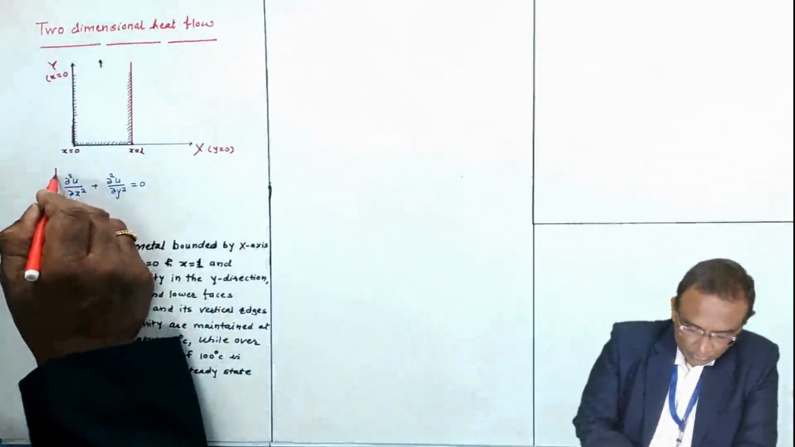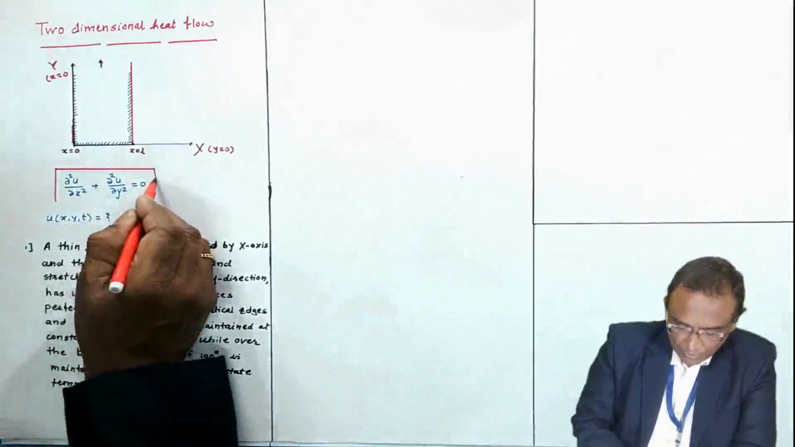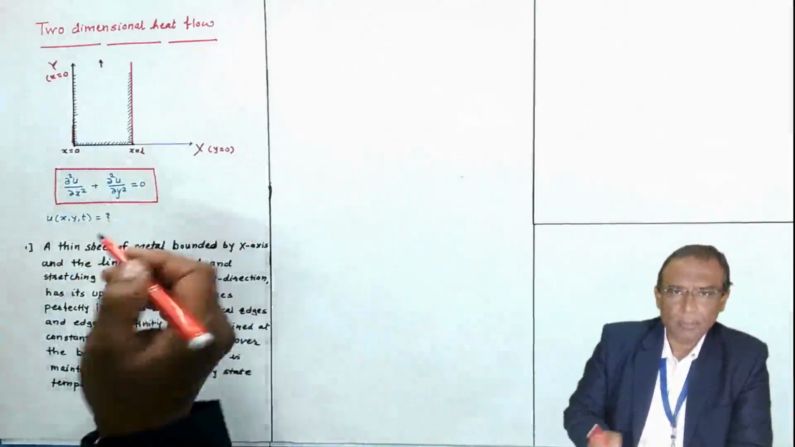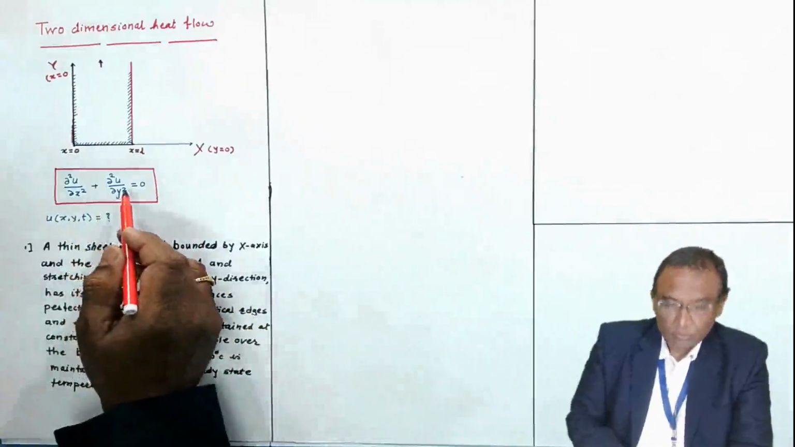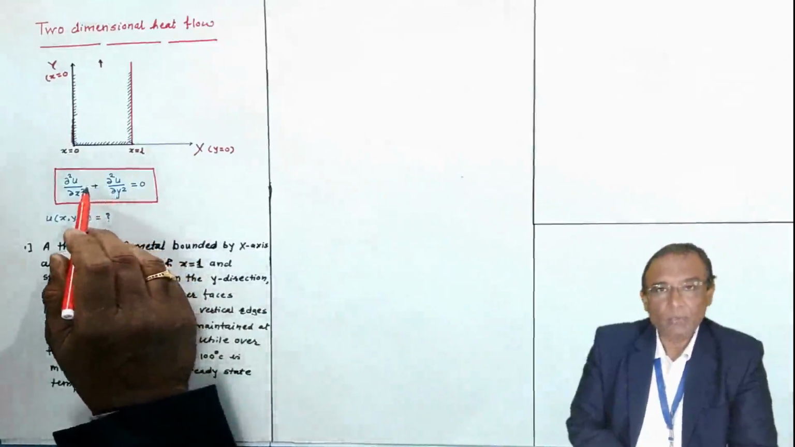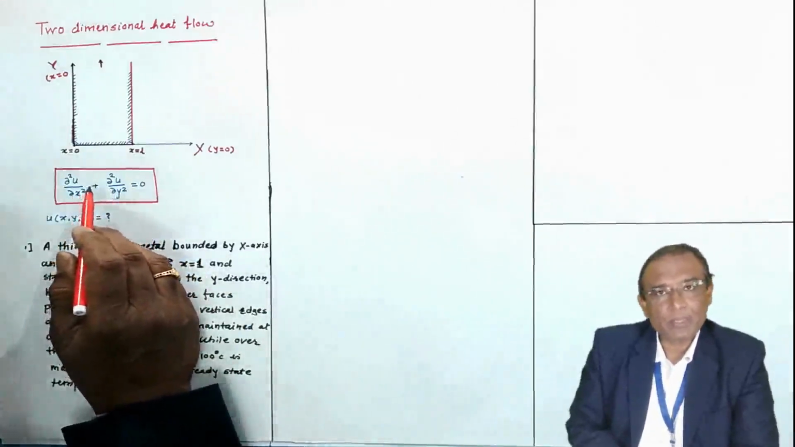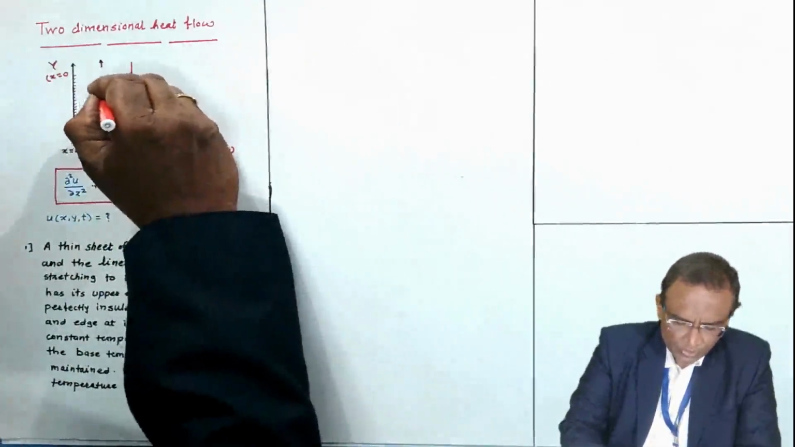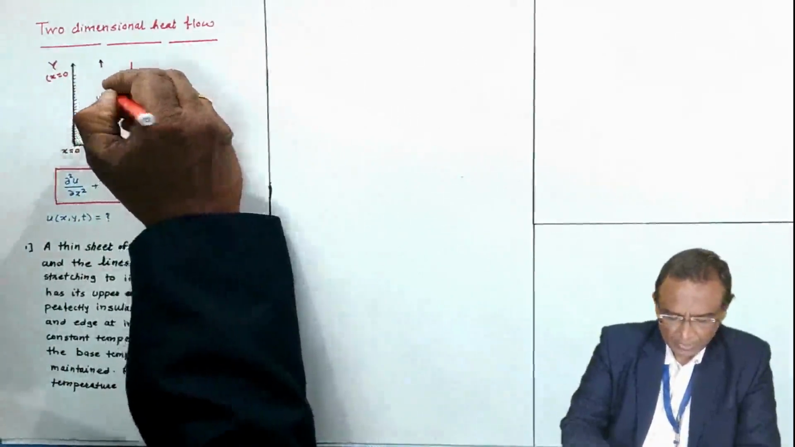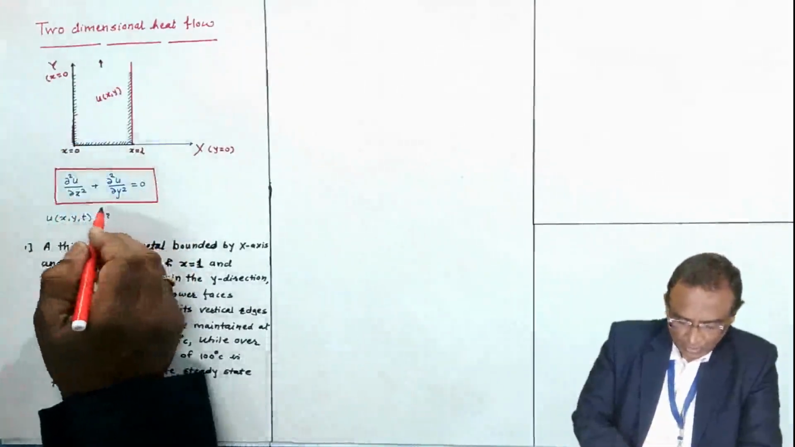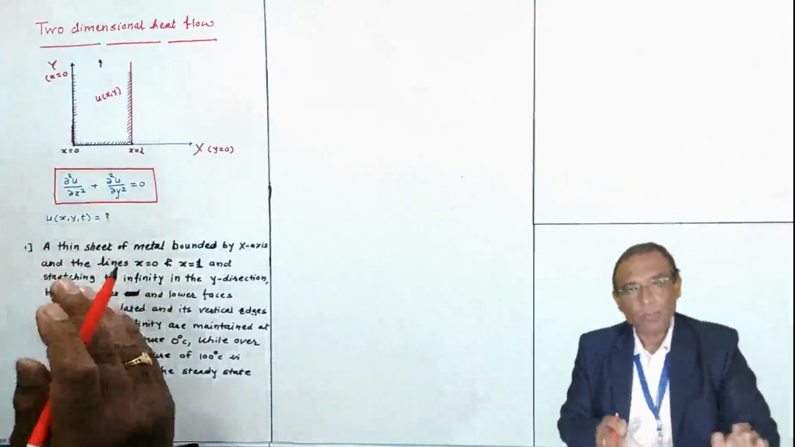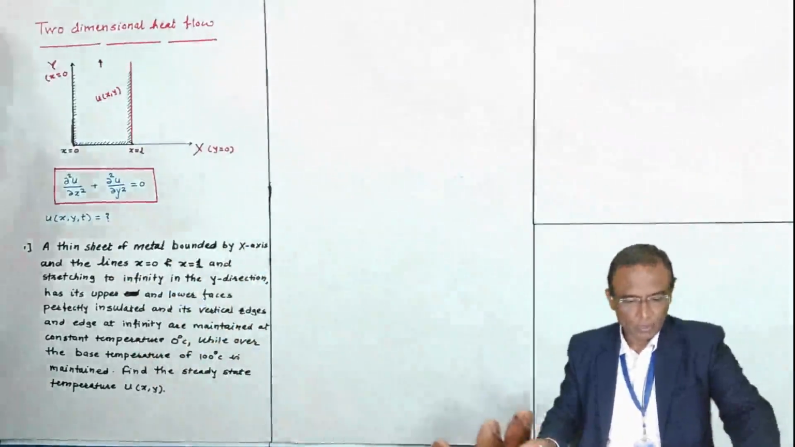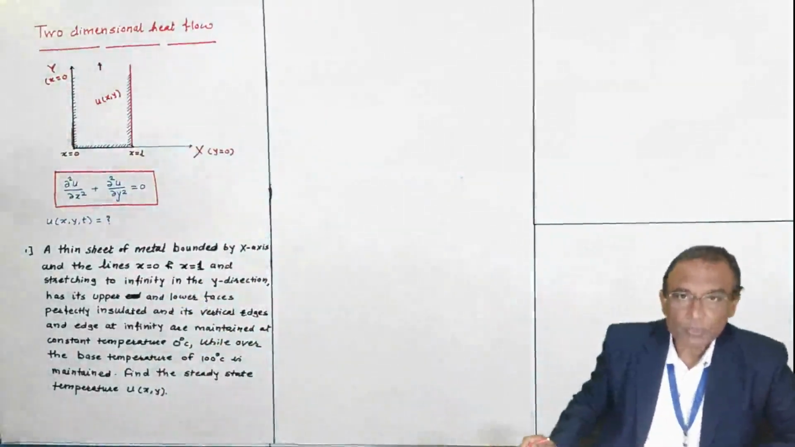When you solve problems on two-dimensional heat flow, you have to remember this differential equation of two-dimensional heat flow. This is called the Laplace equation also. Here, we are going to solve this equation, that is, to find the value of U. U is the temperature at any point of the sheet. And U, temperature, is a function of x, a function of y, and a function of t also, where t is time. Now, very quickly, one problem we are going to discuss.